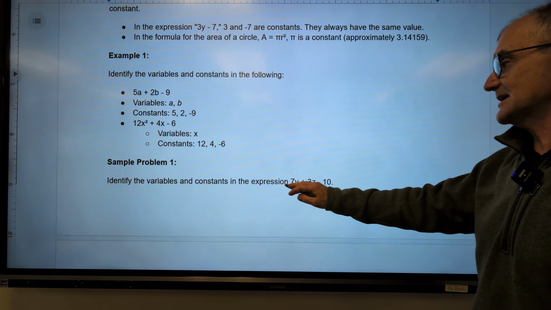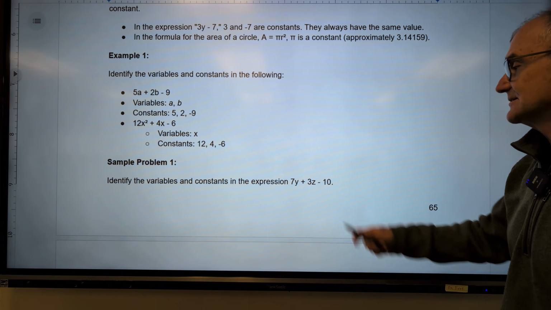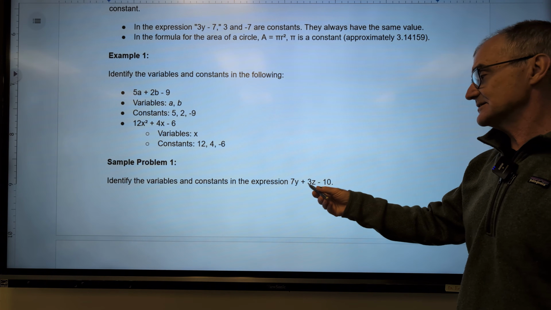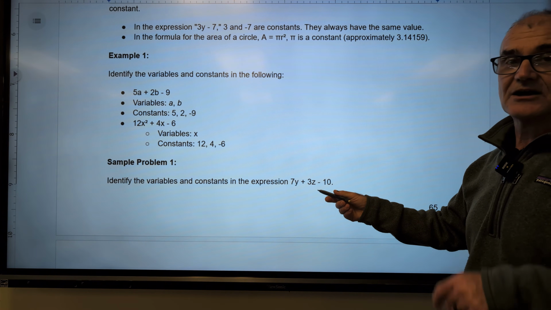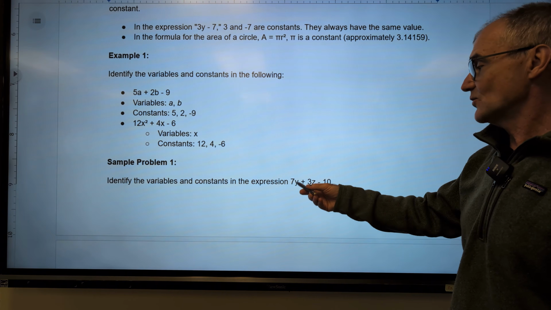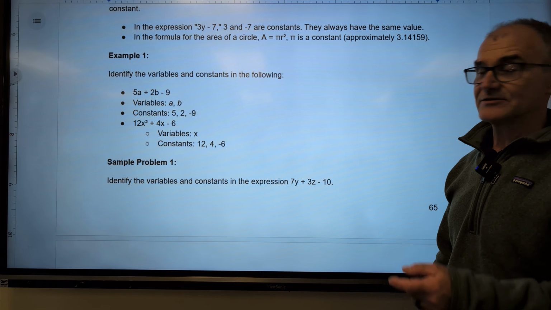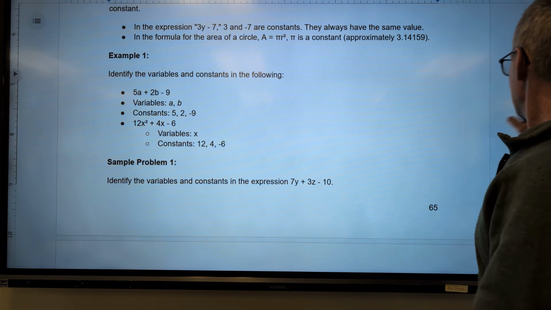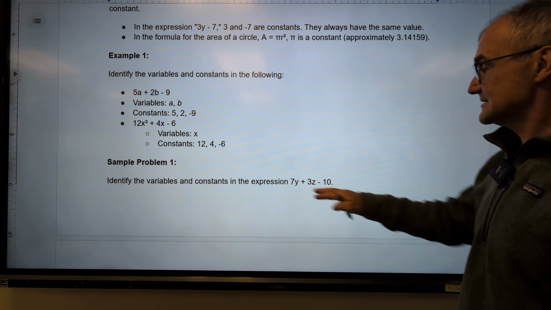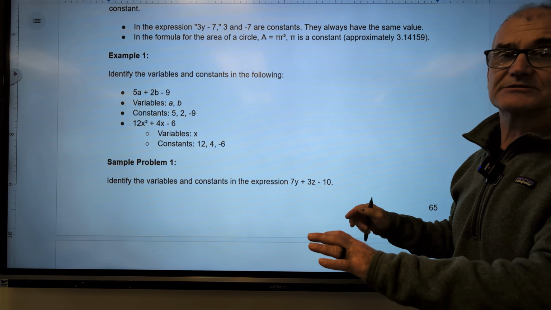Identify the variables and constants in this expression. The 7, the 3, the -10 are the constants, the numbers. Y and z are the variables. This is a big idea as well. This is an expression. It is not equal to anything.